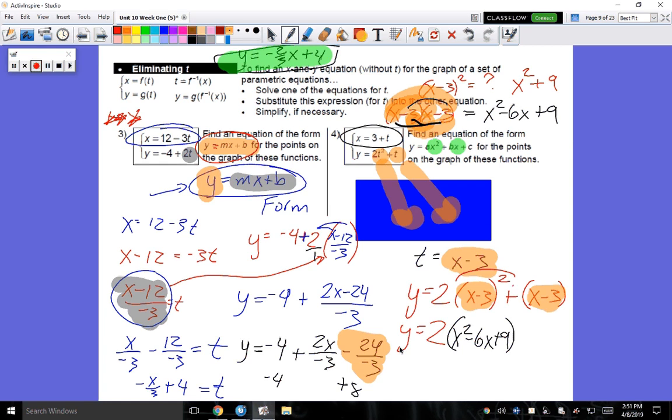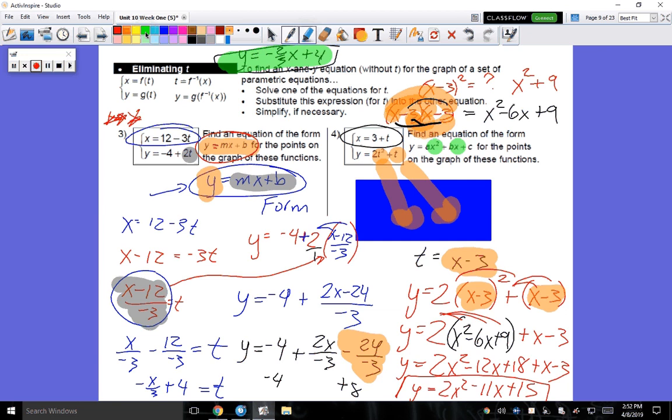And let's distribute this where we get plus x minus 3. I just got rid of the parentheses on that. Then we'll distribute the 2 and combine like terms and we're done. So we get 2x squared minus 12x plus 18 plus x minus 3. And if you combine like terms all together, you get a negative 11x plus 15. And this would be your answer for that one. Simplification, algebra 2. That's all we're doing right now. Any questions? All right.